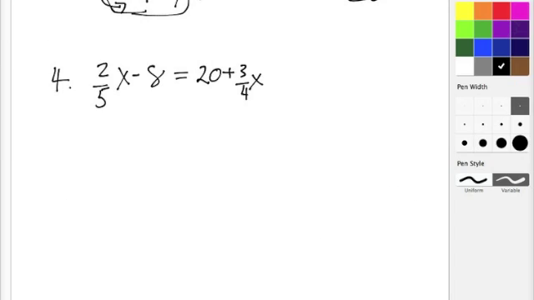So Zion, here's your problem. You're looking at 2/5 x minus 8 is equal to 20 plus 3/4 x. The answer, you can pause me if you want to wait, but the answer I'm going to give you right now is x is equal to -80. And if you got that right, you are done with the lesson.